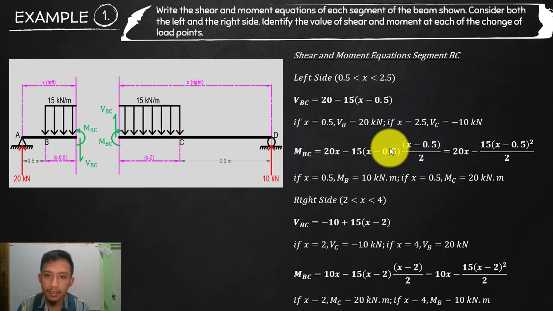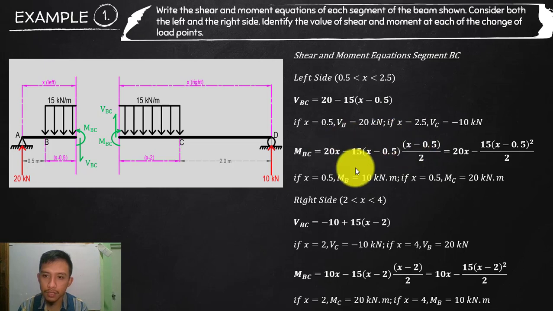Okay, so let's take a moment, find out your MBC. Still on the left side. So clockwise is positive. Again, 20 times distance x is positive. And then 15 times the length, that will be your concentrated load. So that is this one. What is the moment arm? Okay, now we need to get the moment arm. If that is the distance, then the moment arm will be half of that. Okay, if this is your distance, the moment arm will be half of that.